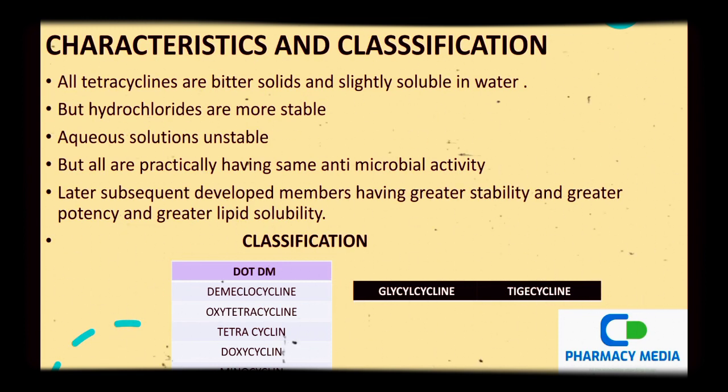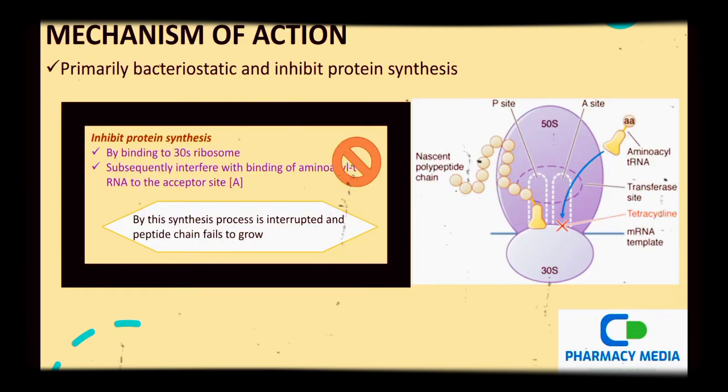Now coming to the mechanism of action. Basically, this class of antibiotics are known as protein synthesis inhibitors. They are primarily bacteriostatic, and basically these tetracyclines block the protein synthesis process. Let's see how this protein synthesis is being blocked. It binds to the 30S ribosome. If it binds to the 30S ribosome, then there will be no formation of the complex between mRNA and the 30S part of the ribosome. Then the protein synthesis process will be stopped.